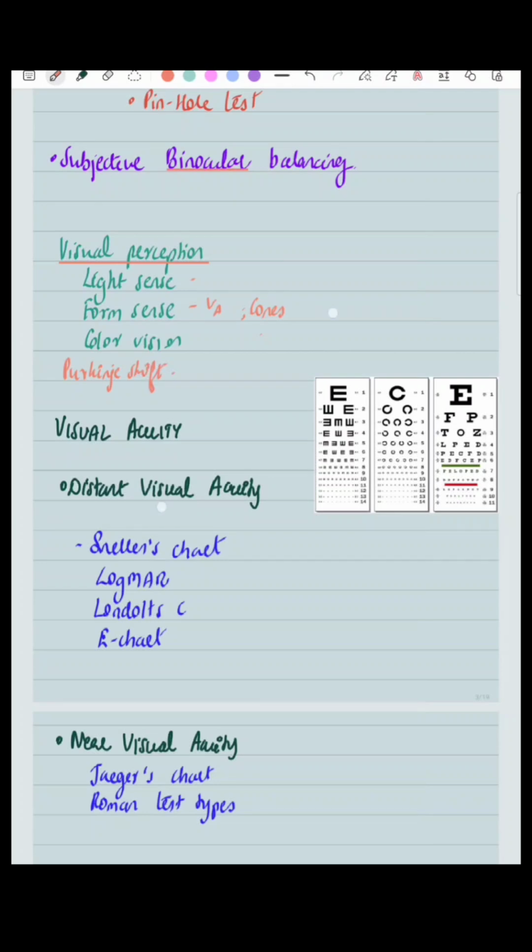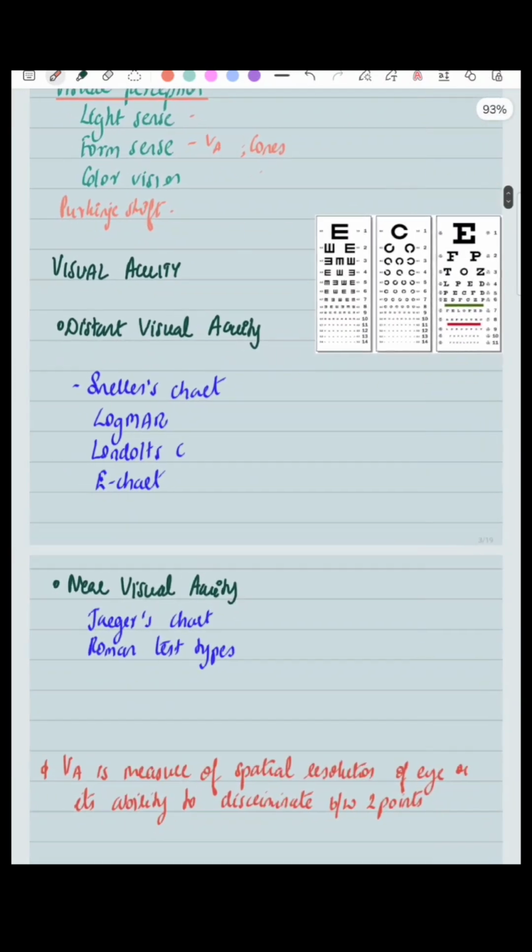Now coming to visual acuity. For distant visual acuity, we usually use Snellen's chart, at a distance of 6 meters or 20 feet. Then the LogMAR chart, that is the Bailey-Lovie chart.